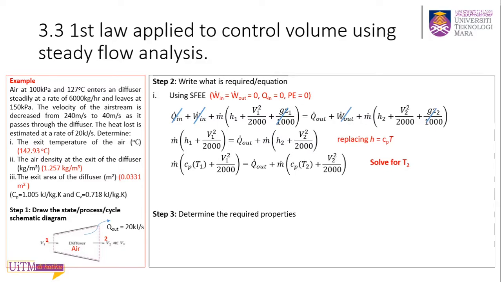To find for the density of air, we will use the ideal gas equation. For step 3, determine the required properties using the required ideal gas laws for state 1 and state 2.